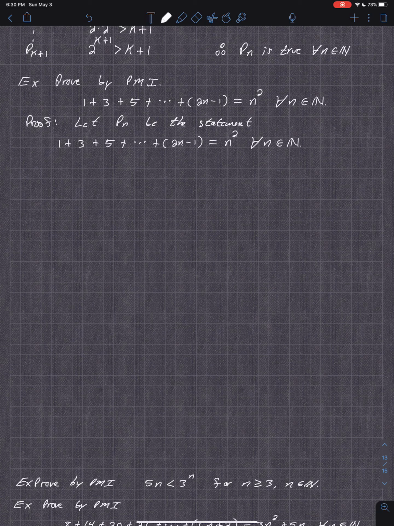All right, so step 1, show, and you don't really even have to say this, but I'll do it a few more times. Show P sub 1 is true. All right, so if n is equal to 1, what you're doing then is adding one term of the sequence. Is that equal to 1 squared? And basically, yes, that's true.